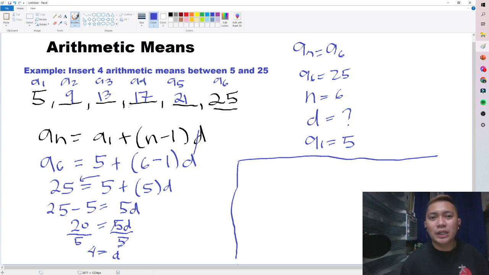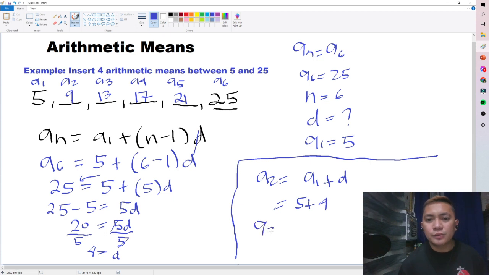Okay, so makukuha natin yung mga missing terms using the common difference. Okay, ganun po gumamit ng arithmetic means. Okay, and then if you want to use the solution, ganun din. So using the a sub 2, kailangan mo si a sub 1 plus the common difference. Our first term is 5 plus D. What is your D? The common difference is 4. So to get a sub 2, 5 plus 4, that is equal to 9. So your a sub 2 is equal to 9. Okay? So ganun po siya hanapin.